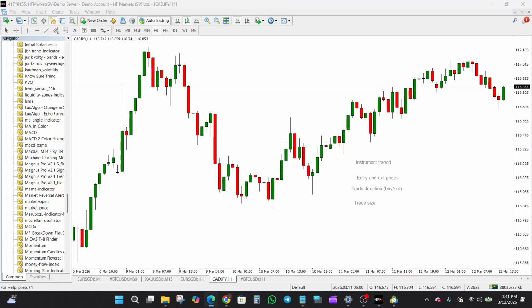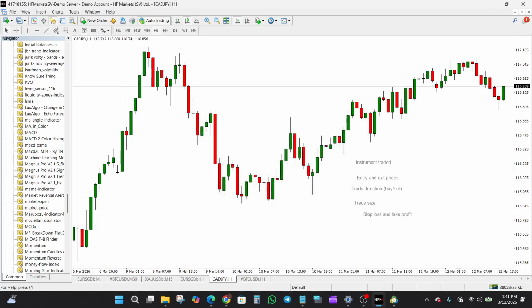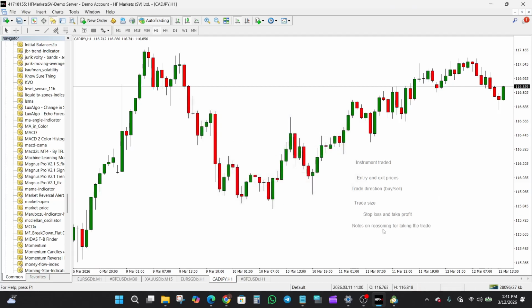Also ensure that you record your stop loss and take profits. And importantly, make sure that you record your notes on reasoning for taking the trade. This provides a complete record for review.